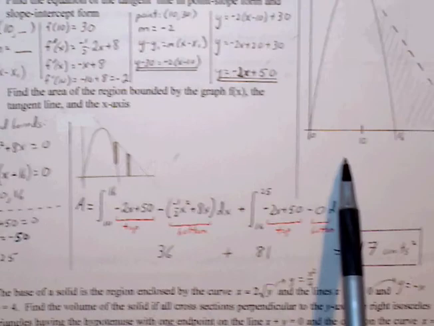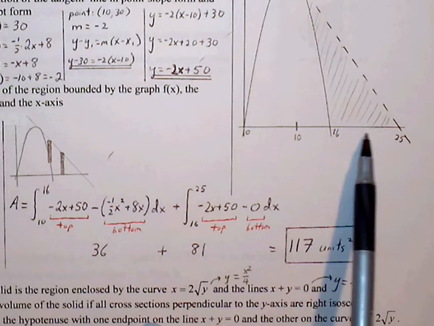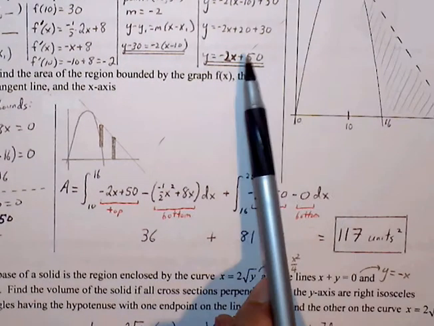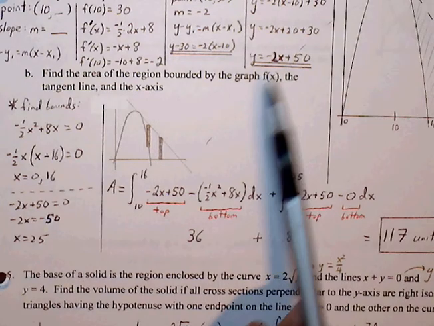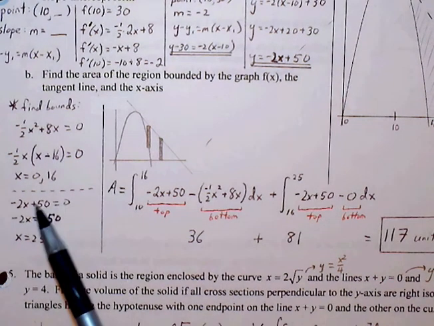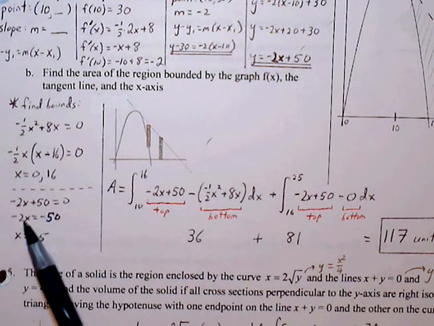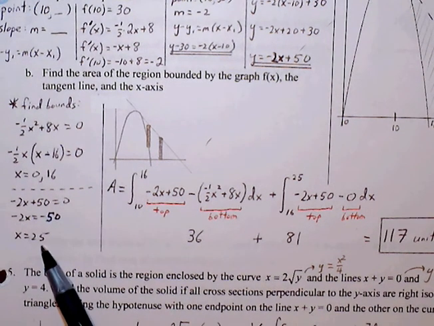And then to figure out where the line is going to cross the x-axis, we can set the tangent line equation, negative 2x plus 50, equal to 0. We want to find out where this line is going to cross the x-axis. Then we solve for x, we get x equals 25.